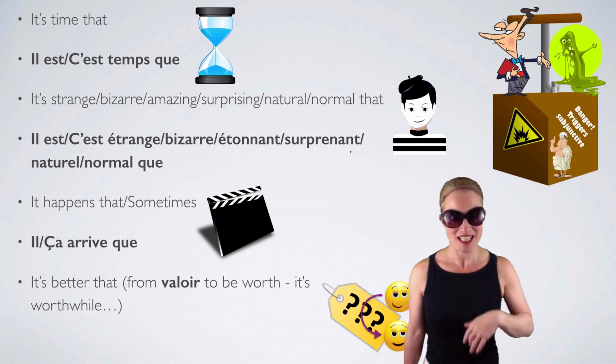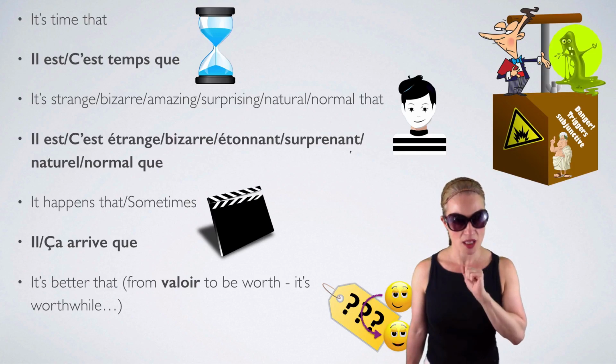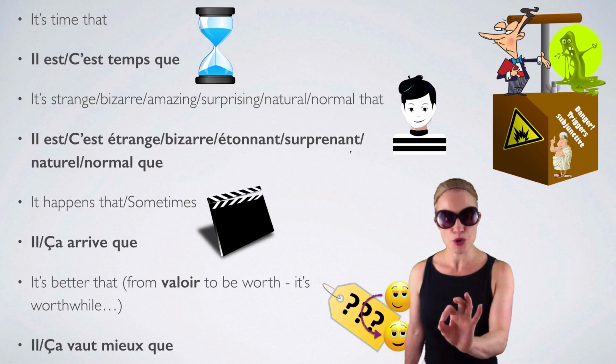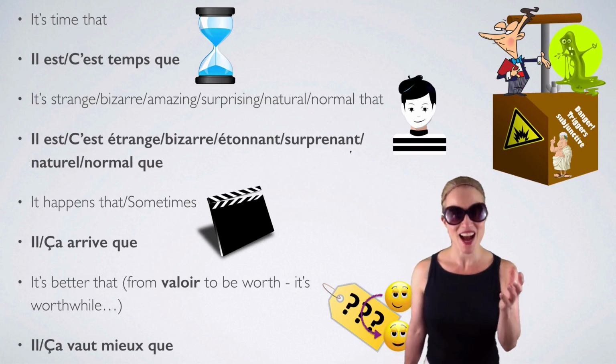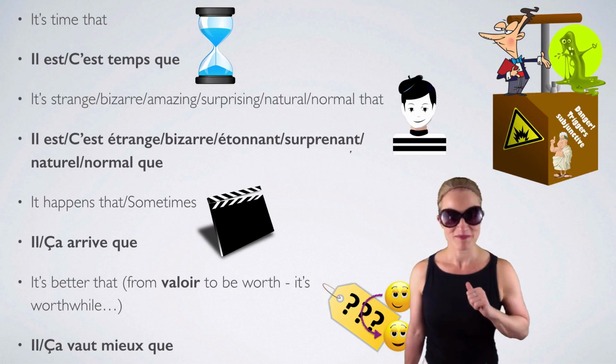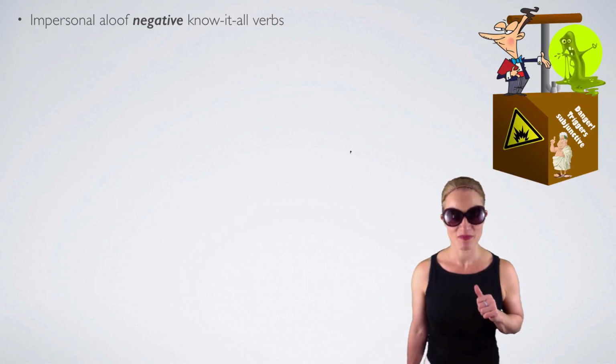It's better that. So here we're conjugating il with valoir and saying the word better. Think of it as saying it's worthwhile. Il vaut mieux que. Ça vaut mieux que. Worth learning. Ça vaut la peine. It's worth the trouble. It's worth the pain.